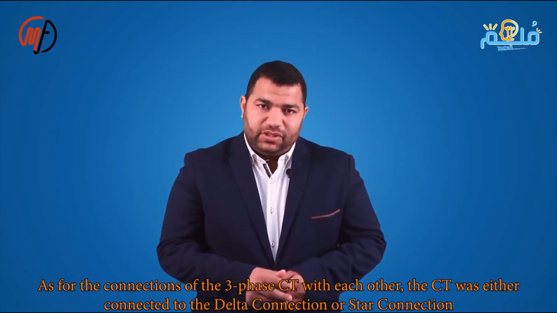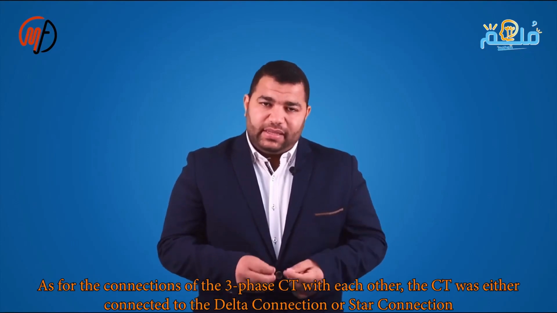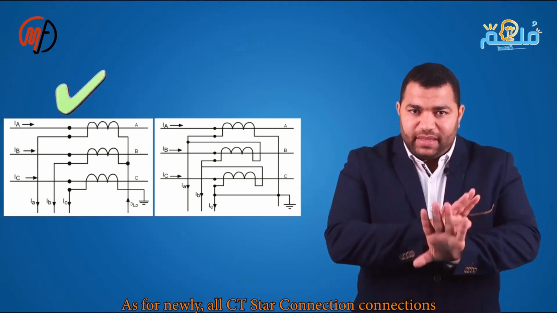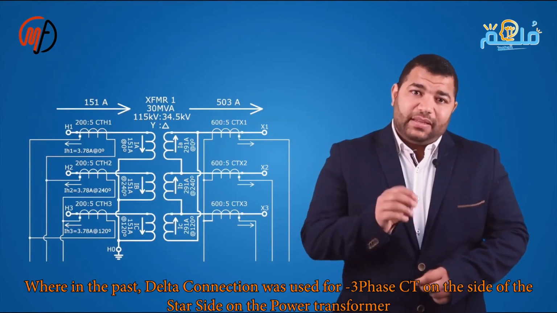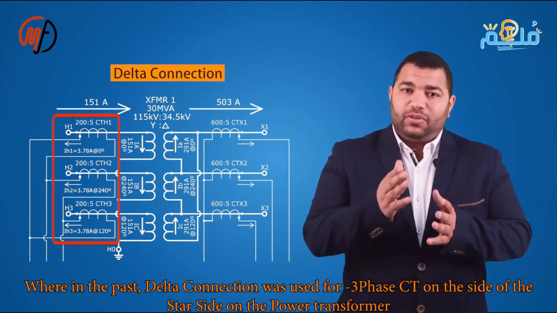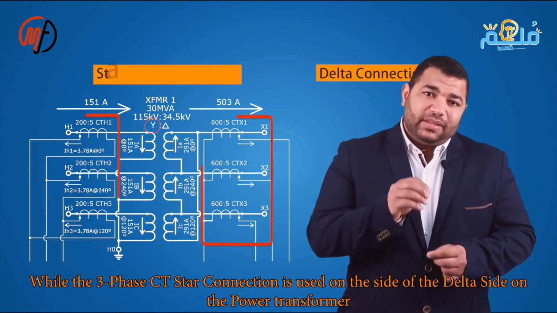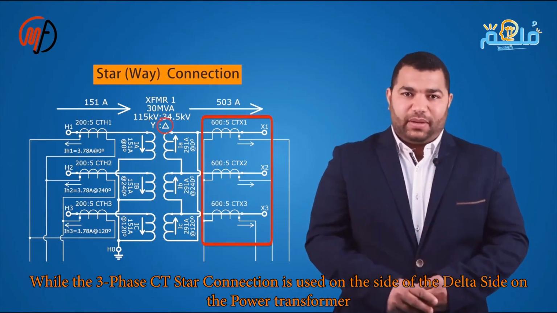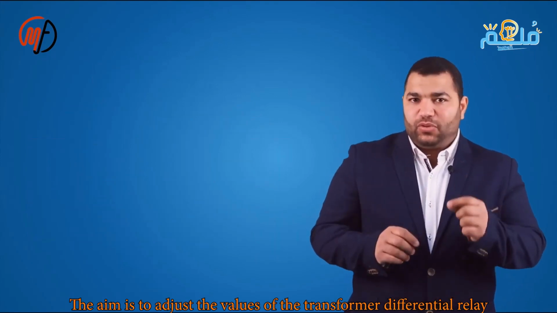As for the connections of the three-phase CTs with each other, in the past, the CTs were connected either in delta connection or star connection. However, nowadays, all CT connections are in star connection. In the past, delta connection was used for the three-phase CT on the star side of the power transformer, while star connection was used for the three-phase CT on the delta side of the power transformer. This is aimed at adjusting the values entering the transformer differential relay.